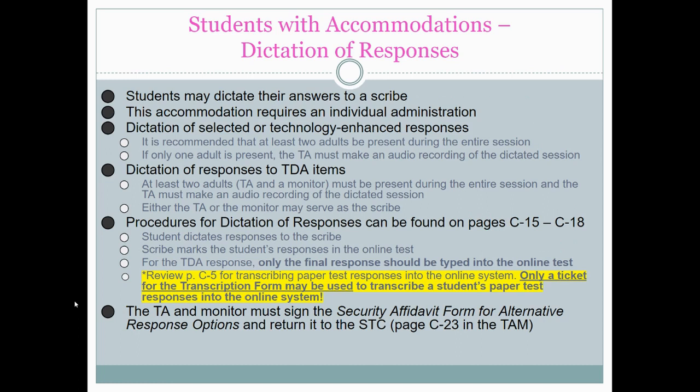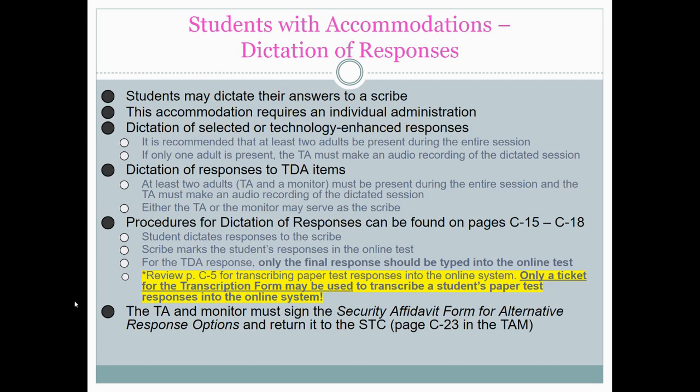If the student is dictating on TDA items, so a written, like this is the English to writing day, this is a TDA, then two adults have to be in the room and you also have to record the session. So make sure you are doing those things right there. And then we've got the procedures for dictation highlighted here for you. Please make sure you are looking at the TAM and that you are transcribing their responses into the online test portal.